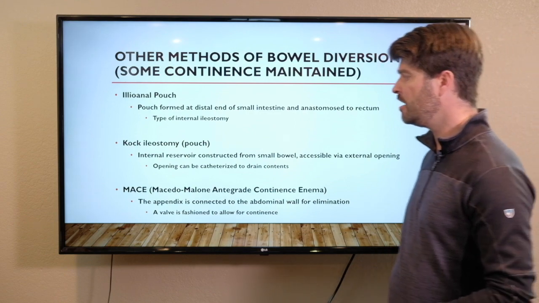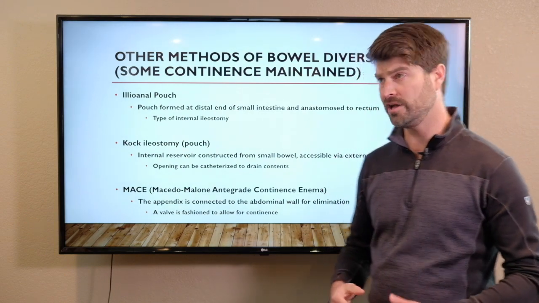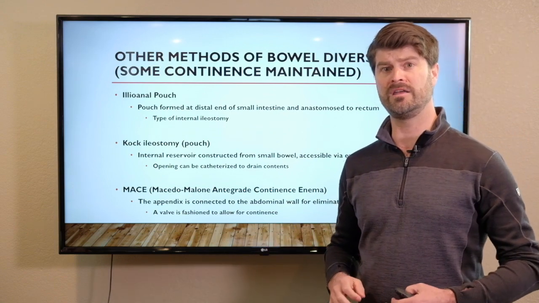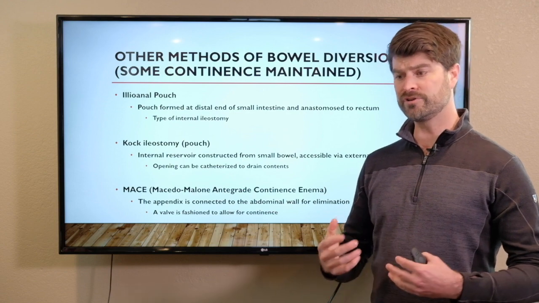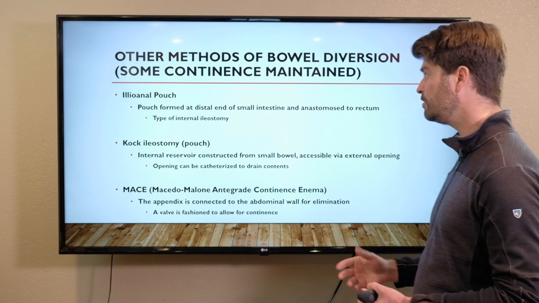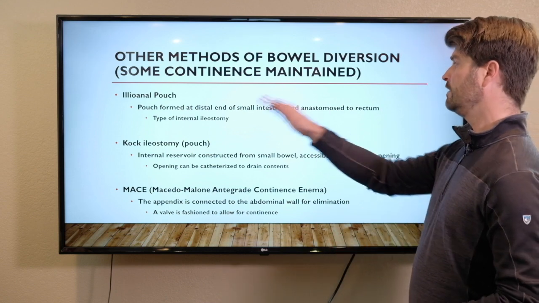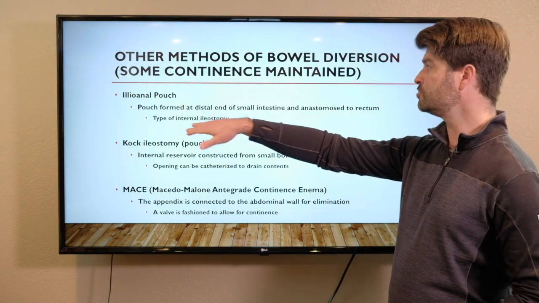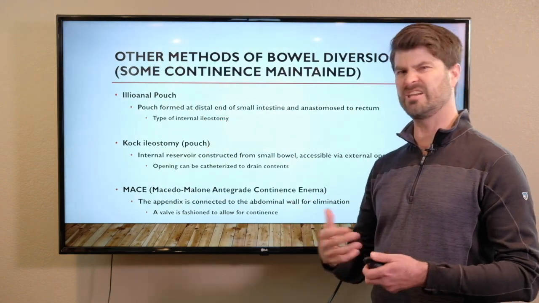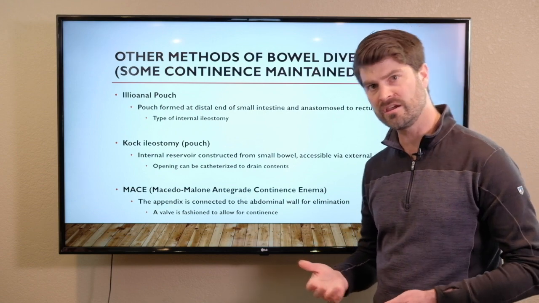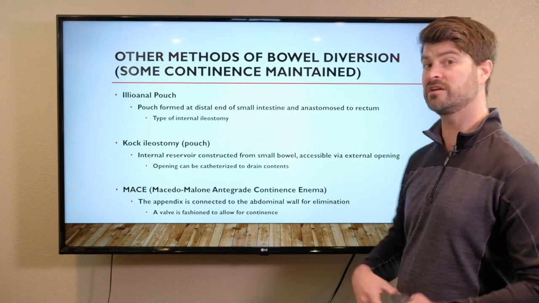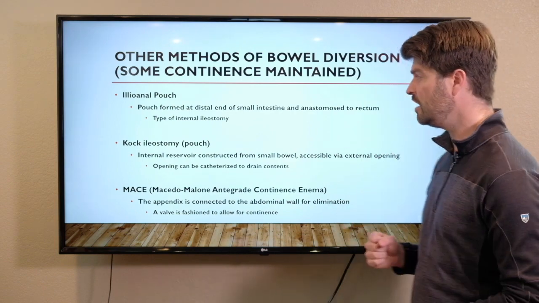Other things that can be done: gastrointestinal surgeons are highly creative and they make all kinds of pockets and pouches in patients in order to try and divert the bowel and help to give them as much continence of their bowels as possible. Things like an ileoanal pouch, which is where they attach the small intestine to the rectum. It's kind of like an internal ileostomy, but there is a level of continence that these patients have because it is attached to the rectum. They do get a sensation that they need to defecate.